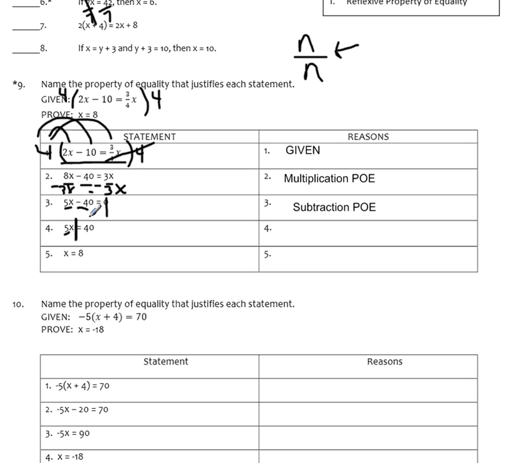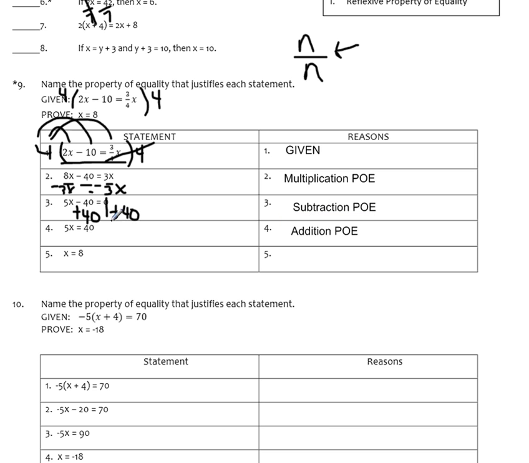So remember, we haven't changed any values. The 5x is still a 5x. So this can't be multiplication or division. It can only be addition or subtraction. So the only way to get rid of a negative 40 on the left side of the equation and to turn a 0 into a positive 40 is if we add 40 to both sides of our equation. So we have used the addition property.